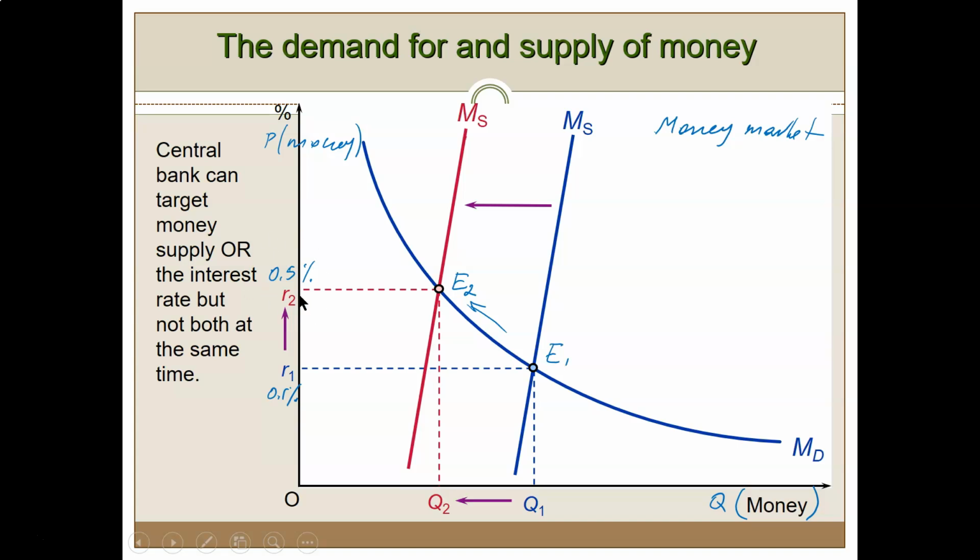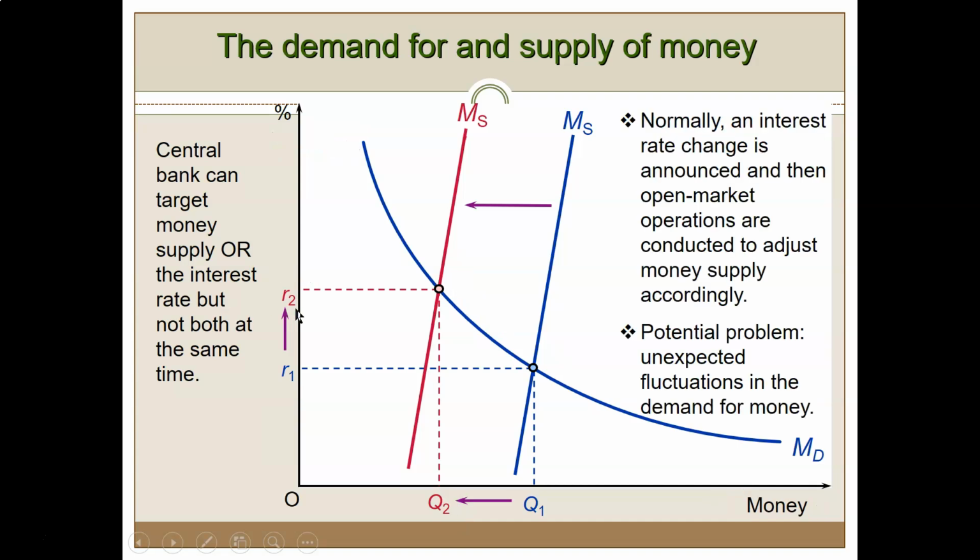Or we can target a certain amount of interest. For example, we want to achieve certain interest rate. We want it to be now set at this particular level. And in order to achieve this, we will need to adjust money stock. We will need to reduce money stock. We'll need to withdraw some amount of money from circulation. Normally, this is exactly how it works. Normally, a certain change in interest rate is announced first, and then central bank implements open market operations in order to reach this target interest rate. Money supply is adjusted accordingly.